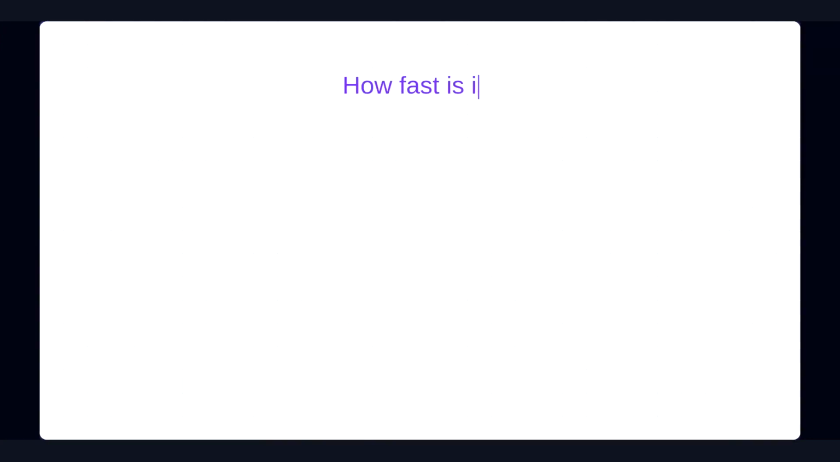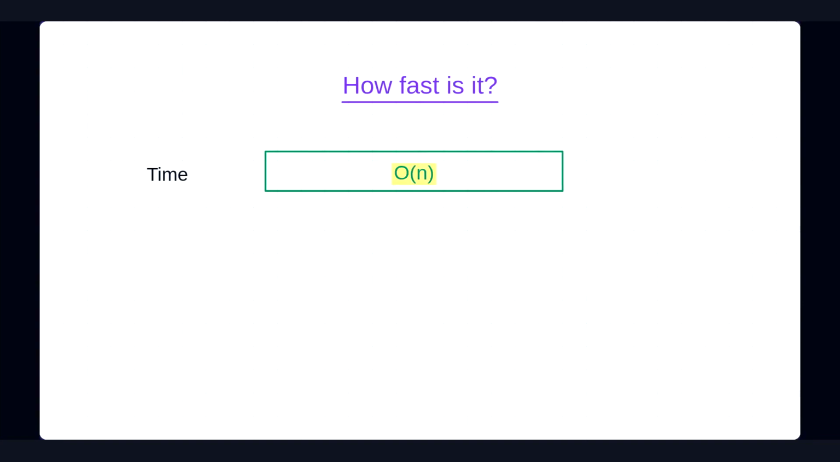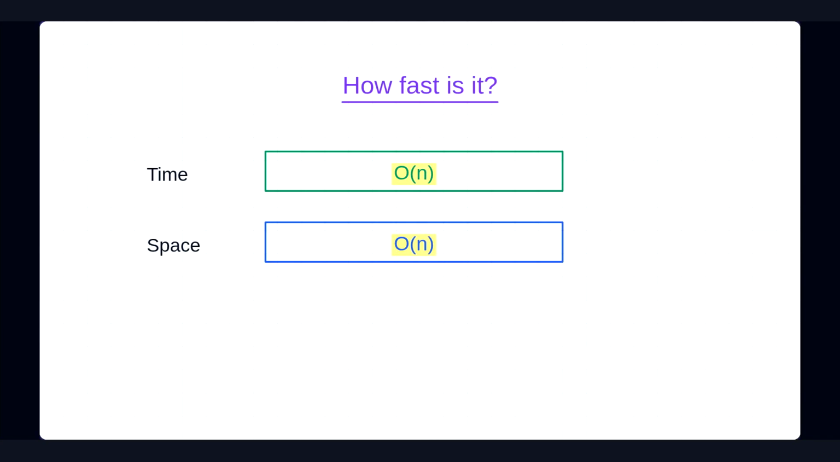There is one call and one multiplication for each number from n down to 0, so the time is order n. And since each paused call waits on the stack for the smaller one to finish, the space is order n as well.